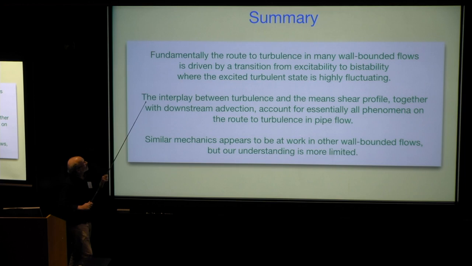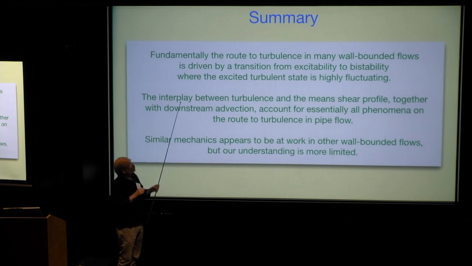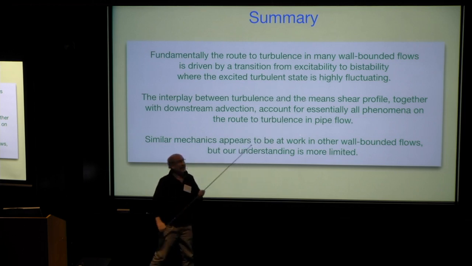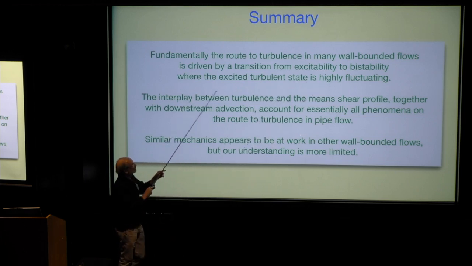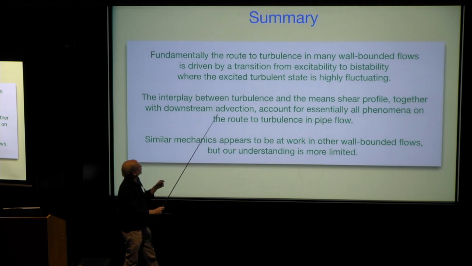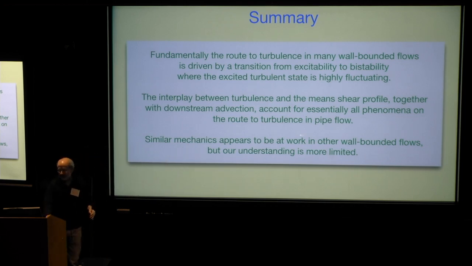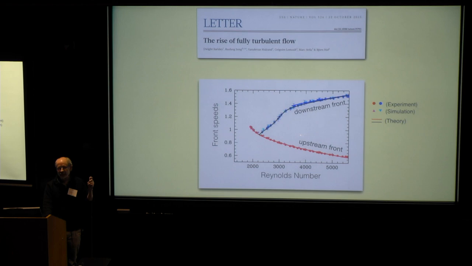Summary. Fundamentally, the route to turbulence in many wall-bounded shear flows is driven by a transition between excitability and bistability. That's the key thing, in my opinion, where the excited state is highly fluctuating. The interplay between these two, together with downstream advection, will account for essentially all the large-scale phenomena that we see. I only talked about pipe flow, but we think this applies elsewhere.